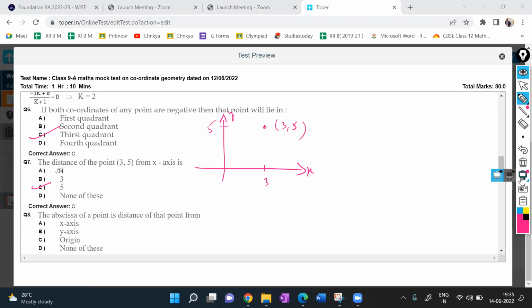Can you explain the third one? The distance of the point 3, 5 from the x-axis. How much distance is it from the x-axis? It is 5 units. Why? Because this unit is 5, so it will also be 5. From the x-axis, it is at a distance of 5 units. So 5 is the answer. Understood?